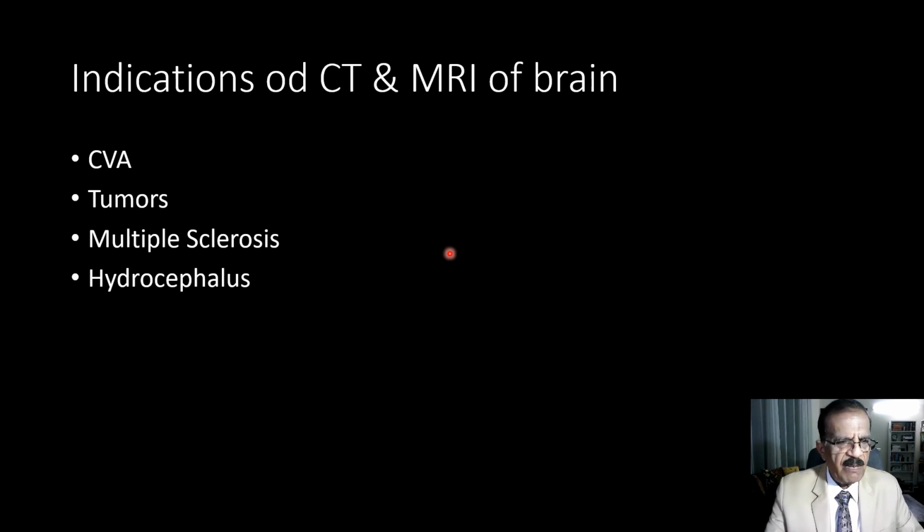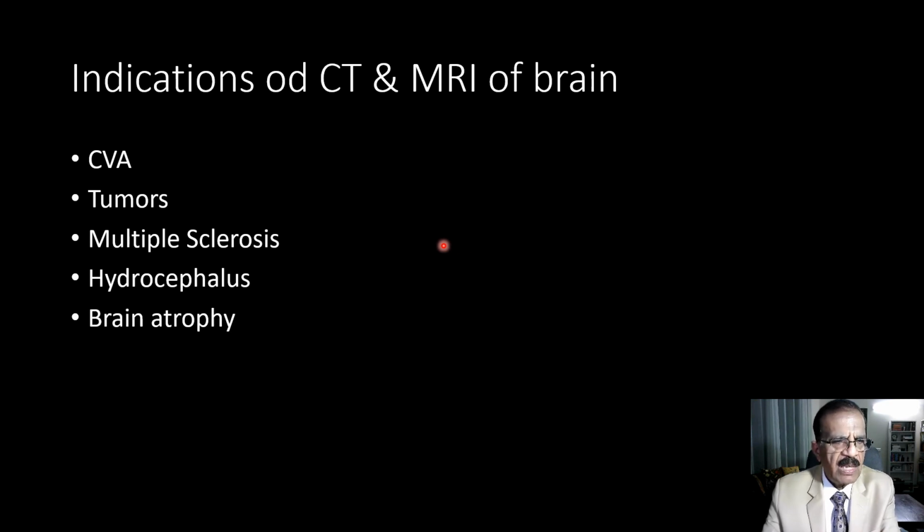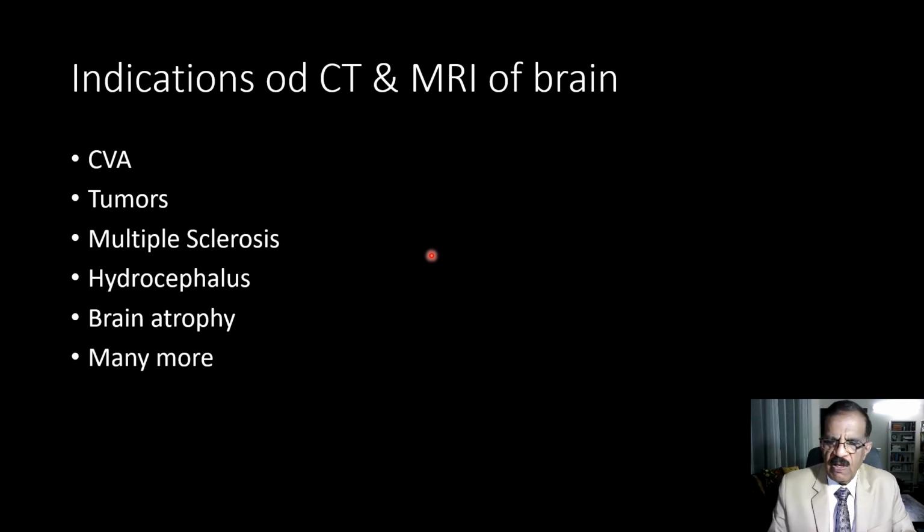Hydrocephalus, primary or secondary, can be diagnosed on the CT and MRI, and brain atrophy is another condition that MRI particularly will show you. I will be showing all these images in my subsequent lectures. So many more actually. So this was a very brief account about the CT scan and MRI.